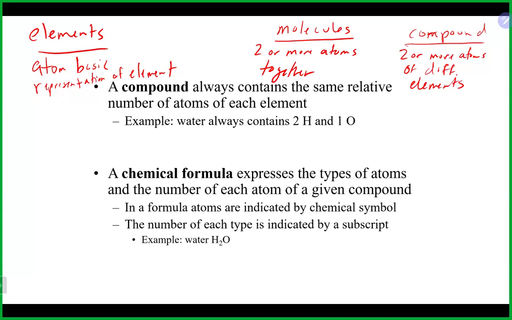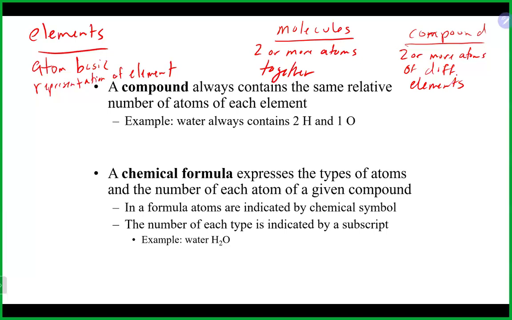A molecule can be two or more atoms of the same element. A molecule could be two or more atoms of different elements. A compound can be two or more atoms of different elements only. It cannot be the same element. Otherwise, that's just going to be a molecule. So that is the difference between those two.